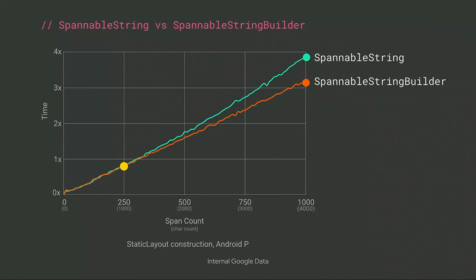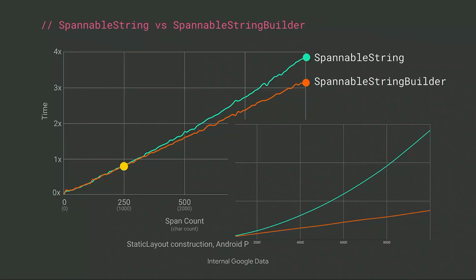Out of curiosity, we ran these tests to the limit. Turns out when you have thousands of spans, they really diverge, but we really, really hope this is not a common use case for anyone.